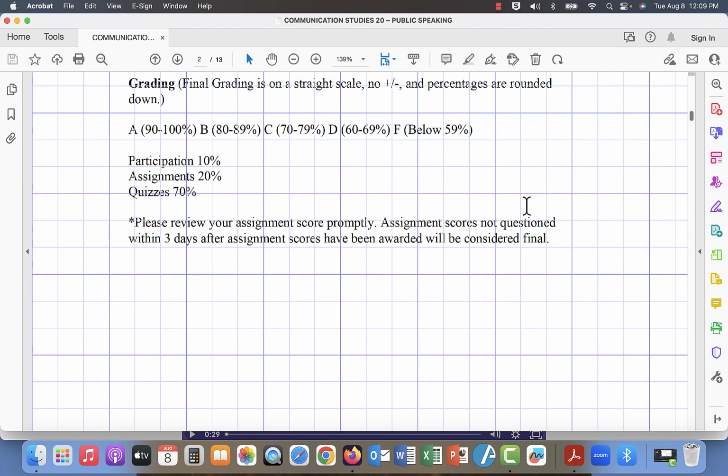So, once you get a score for your assignment, please review your work promptly. Assignment scores not questioned within 3 days after the assignment scores have been awarded will be considered final. So for example, if we turn in an assignment September 8th and you get a score, and then you come December 8th saying, oh, I want to challenge my September 8th score because you find yourself pretty close to another grade, I'm not going back in time to look at that. Your job is 3 days after my assignments have been graded and they have been delivered to you, talk to me if you have any concerns about your grade.